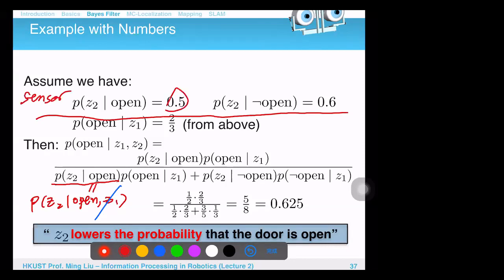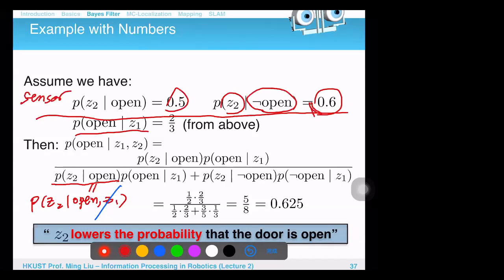That means if I have the door opened, what are the chances to see the value Z2? It's half the time. But if I know the door is closed, then the probability to observe Z2 is 0.6, a little bit higher than the random guess. 0.5 is like a random guess, I just don't know what happened. 0.6 on this side is a little bit higher probability. And we know this, P(open given Z1), already from the previous page.